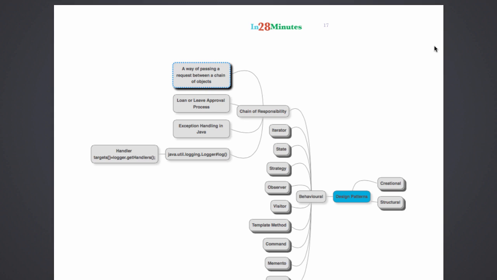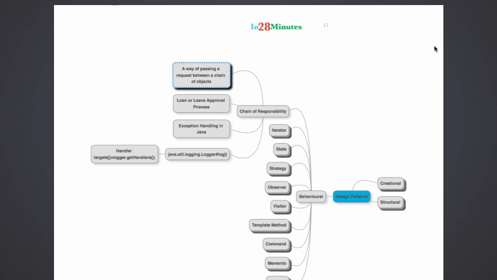Let's now move on to the behavioral patterns. The first behavioral pattern that we would be talking about is the chain of responsibility pattern. The best example for chain of responsibility pattern is the exception handling mechanism in most of the programming languages.